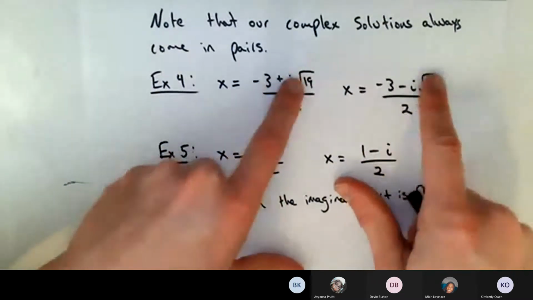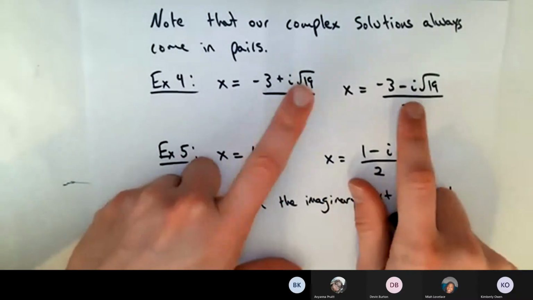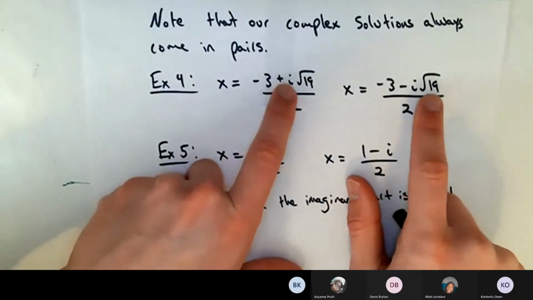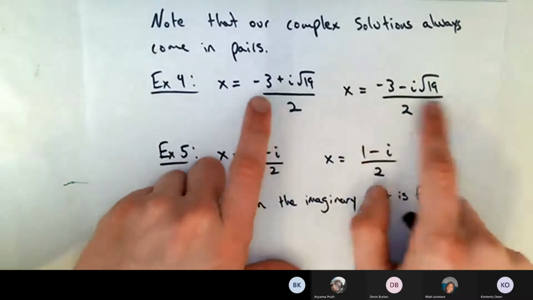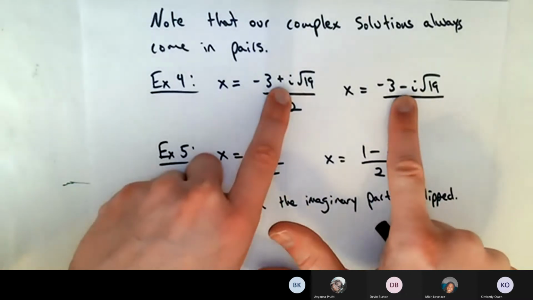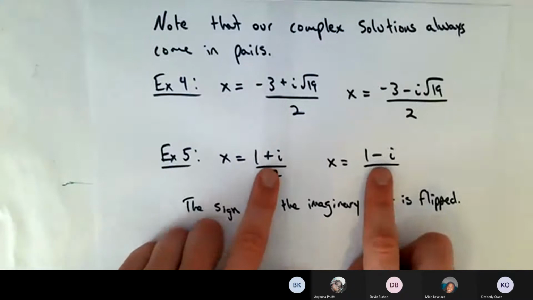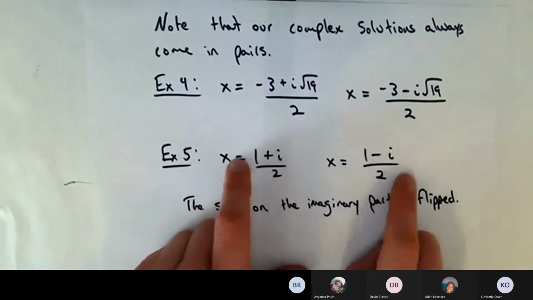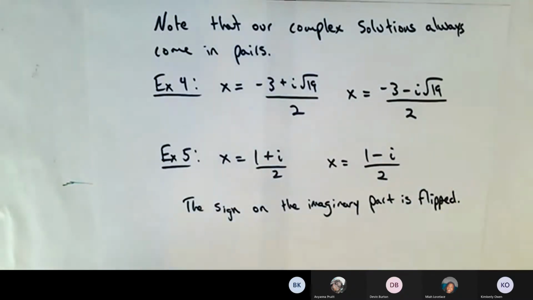Look at these two. They're complicated, right? But everything is the same between this and this: a -3, an i, a square root of 19, a fraction bar, a 2. Everything's the same except for that little sign in the center. And same here. It's easier to see here because these are more simple solutions. All right, so that is all I want to do for section 1.5.